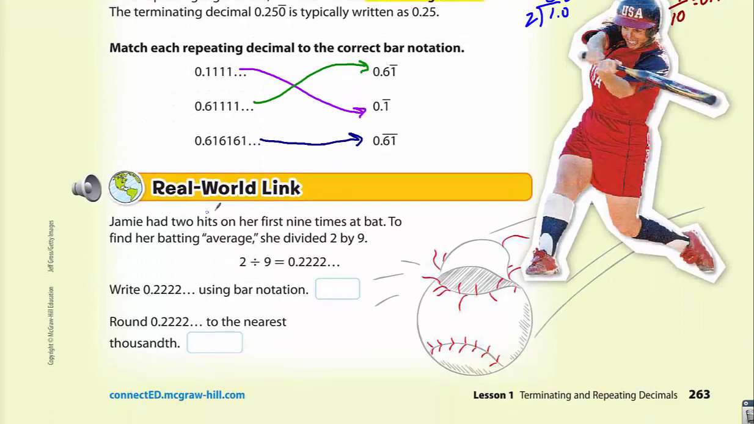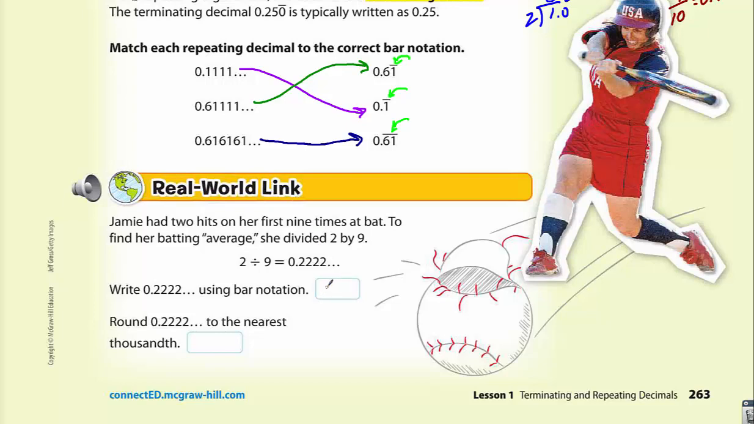Jamie had 2 hits on her first 9 times at bat. To find her average, she divided 2 by 9. She got this. Write that using bar notation. So that's the bar notation. When they talk about bar notation, they are talking about that little bar right there. So how would you write that with bar notation? Go ahead. Pause for a minute and write that.